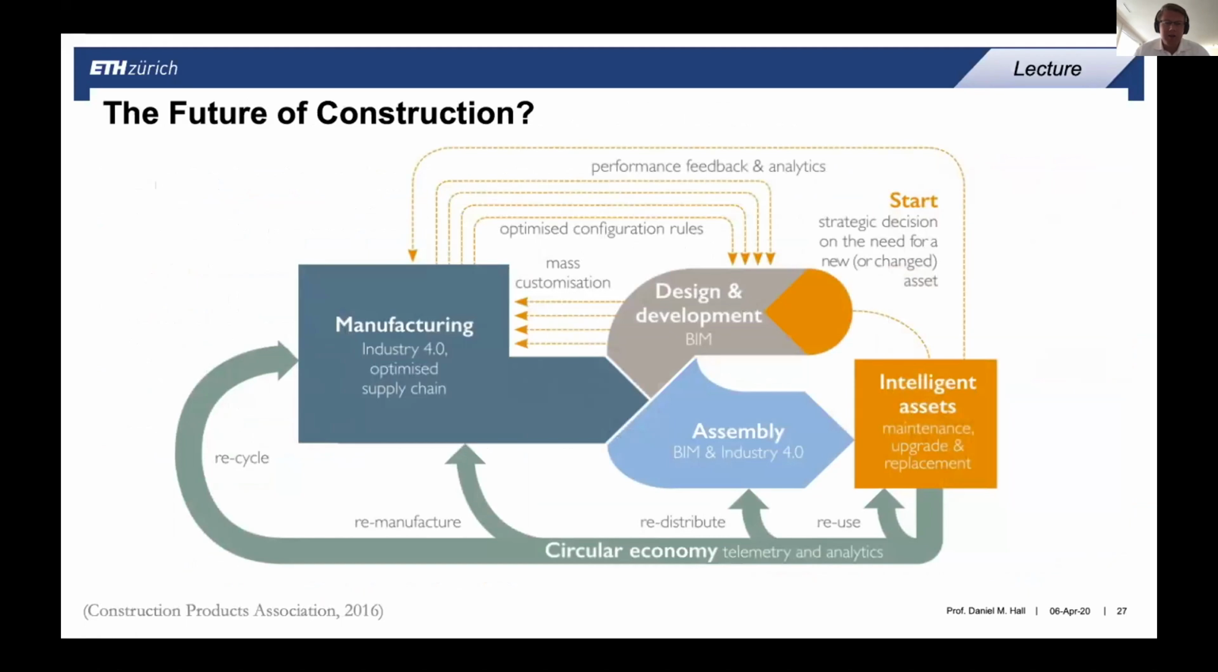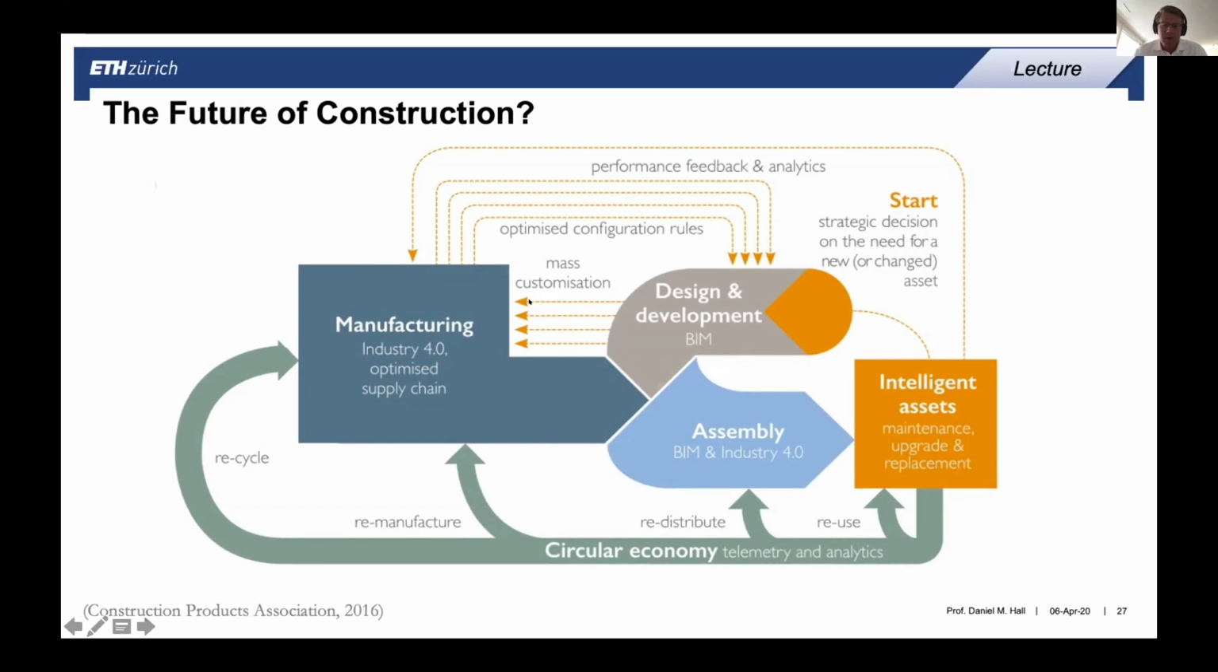Instead, I want to just summarize here with this diagram, which I think is a very futuristic view of construction that I have many agreements with. This idea came out in 2016 about what the future of construction projects will look like. You begin here with the decision that you want to have a new or a changed asset. And so you would go into design development using a tool like BIM. This is how we have it today.